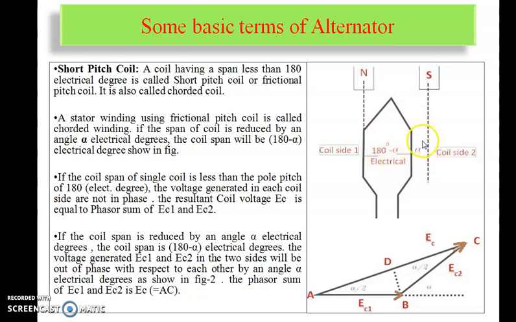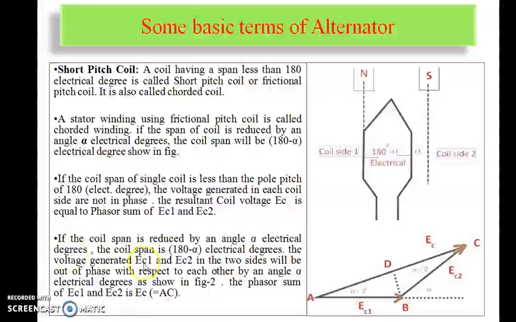This alpha is nothing but the difference. As we see, this particular alpha is what we call the chorded angle, which is always in electrical degrees. Now, a stator winding using a fractional pitch coil is called a chorded winding. If the span of the coil is reduced by an angle alpha electrical degrees, the coil span will be 180 minus alpha electrical, as shown in the figure.